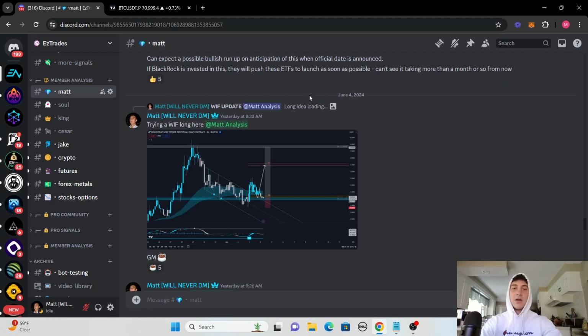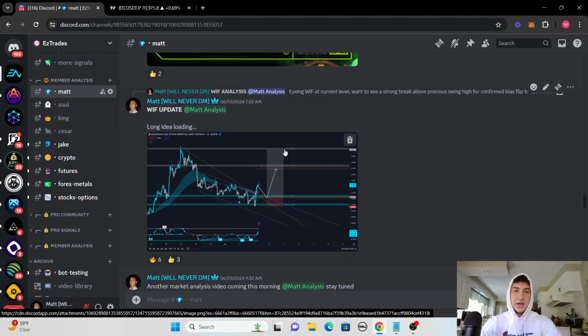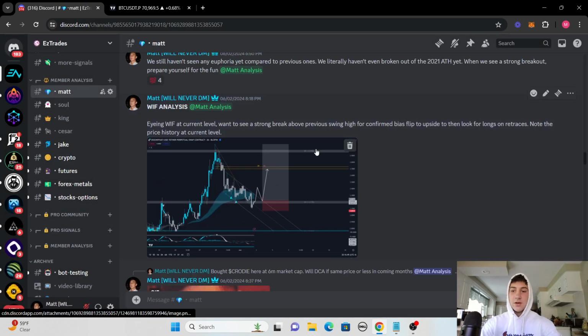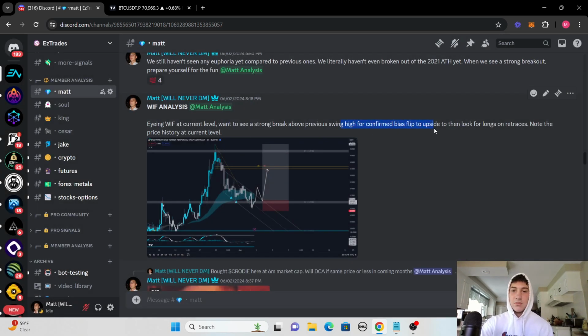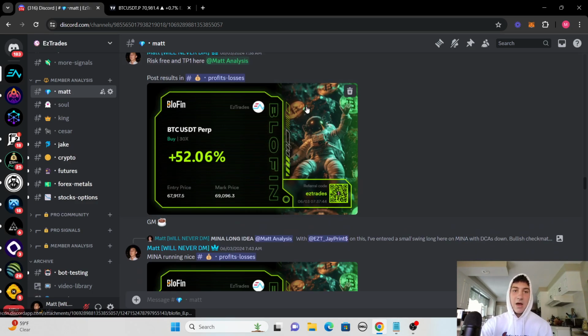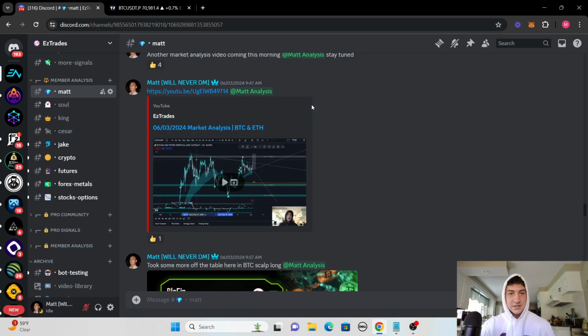And this is a setup I want to go over today in this market analysis, which I posted a couple of days ago. Actually, I think even before that, around 3 days ago, I saw that we were at a key level. We were playing this parallel channel, and I wanted to see a break of structure to the upside with displacement for a confirmed bias flip, and then look to long on retraces. And that played out exactly as expected.